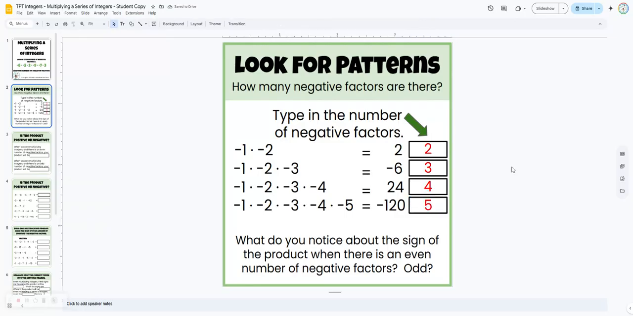Now we want to have the students look at this and see if they notice something about the sign of the product when there are an even or an odd number of factors. So here, if there is an even number, for example, 2 factors, 4 factors that are negative, the product's going to be positive. We'll see if they can figure that out. When the number of negative factors is an odd number, 3 or 5, then our product's going to be negative.